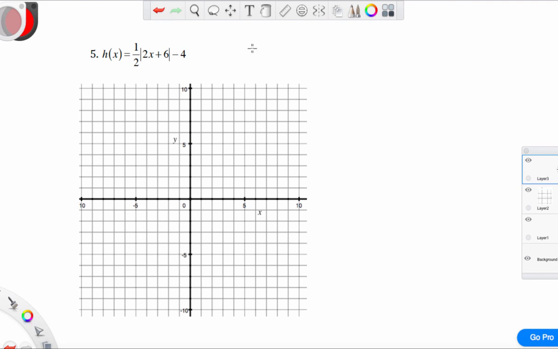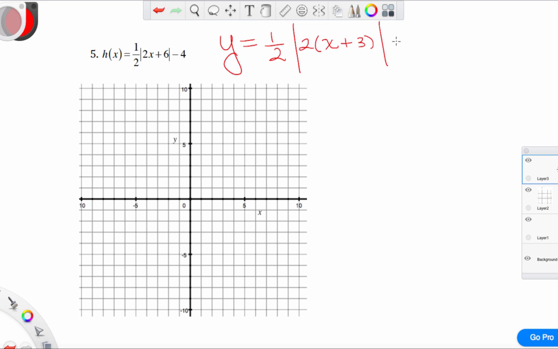All right, number 5, we have the parent graph, the absolute value of x, and let's go ahead and start by rewriting our function so that we can actually graph it using transformations. You're going to have to factor out that 2 off of the x. It's going to come out of the 6 as well. Just do a double check. You get 2x plus 6.